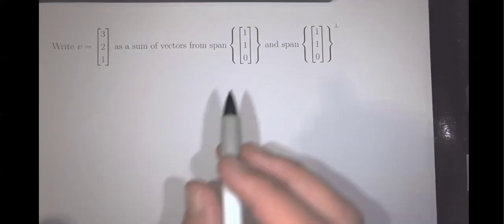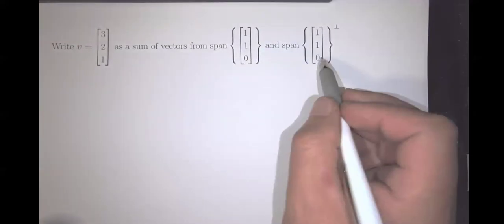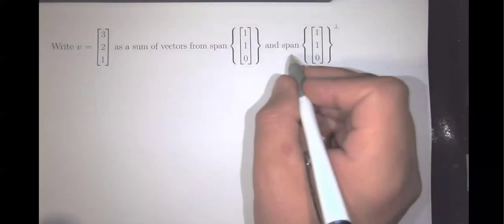In this example, we want to write vector v, the vector 3, 2, 1, as the sum of vectors from the span of 1, 1, 0 and the orthogonal complement of that set. So in this set, we're looking at things that are multiples of 1, 1, 0. Here, we need things that are orthogonal to it. So let's start by finding the span of the orthogonal complement.